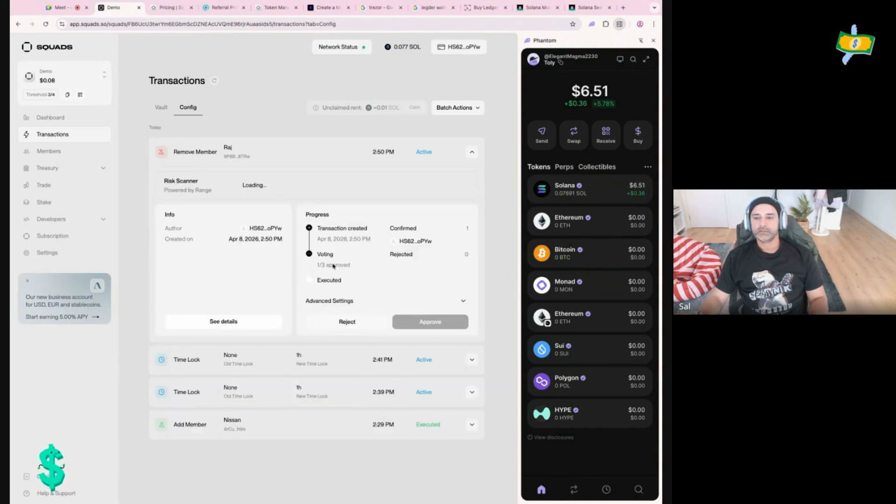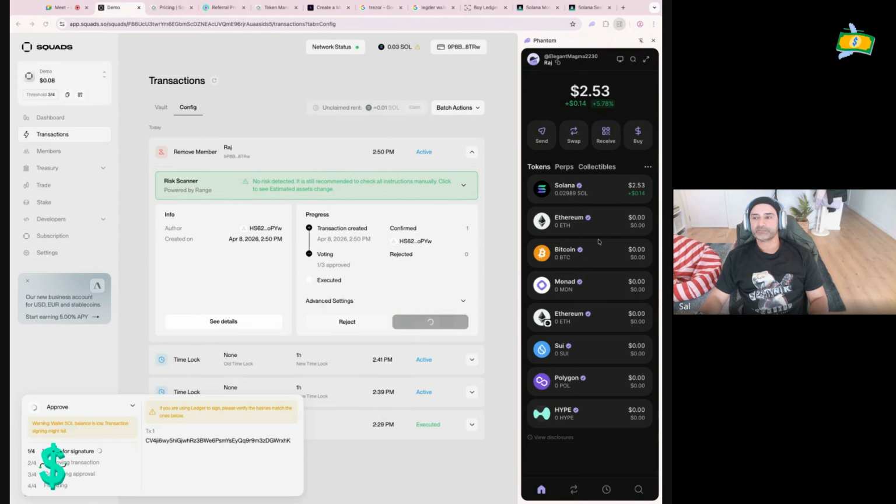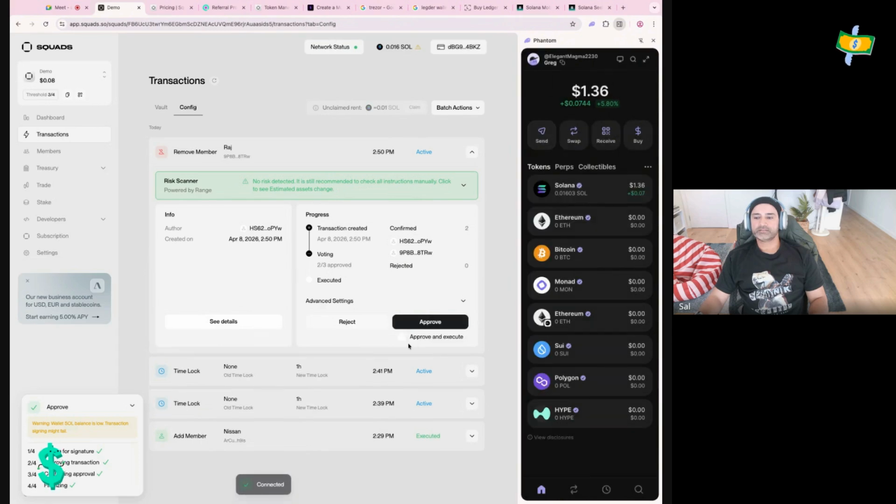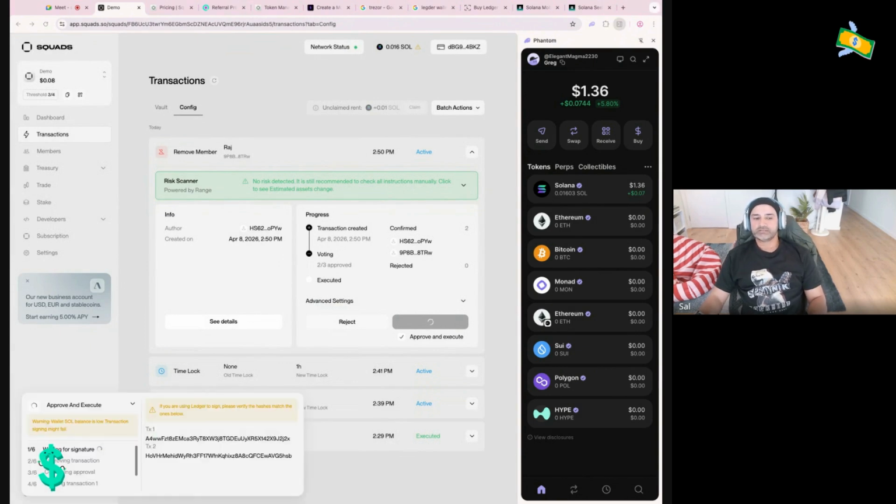There's Raj. So we need 3 people to get rid of Raj. Raj can himself say, yes, I agree, I want to be removed. We'll say Greg also agrees that we're going to get rid of Raj. And this is where you're going to get a deadlock, because see, Nissan has logged off. So if I sign this, the threshold will be 3 of 3, right? So there'll be 3 people, and the threshold will still be 3.